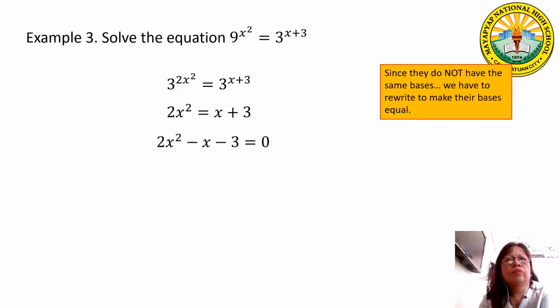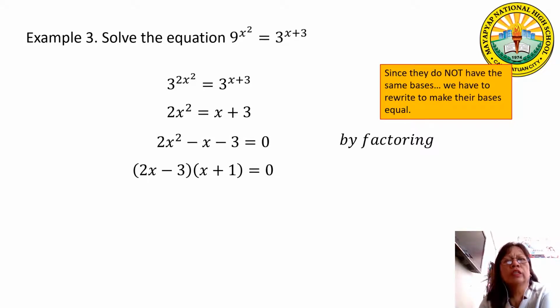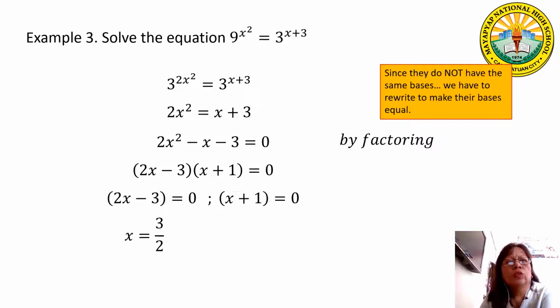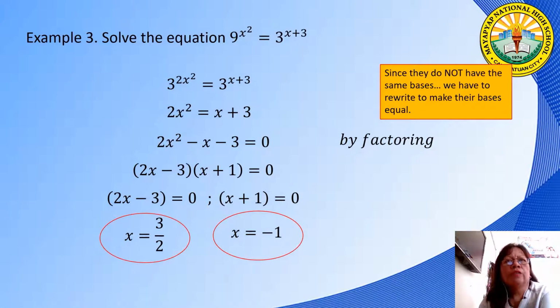Then write in standard form. So 2x squared minus x minus 3 equals 0. Then by factoring, you find the factors of the given trinomial, and the factors are quantity 2x minus 3 times quantity x plus 1, then equate to 0. So each factor is equated to 0. So for 2x minus 3 equals 0, x equals 3 over 2, and for x plus 1 equals 0, x equals negative 1. So for the value of x, there are two roots since it is in the second degree.